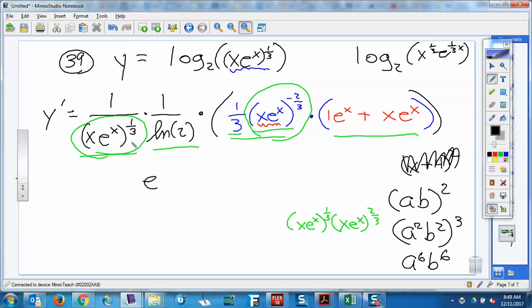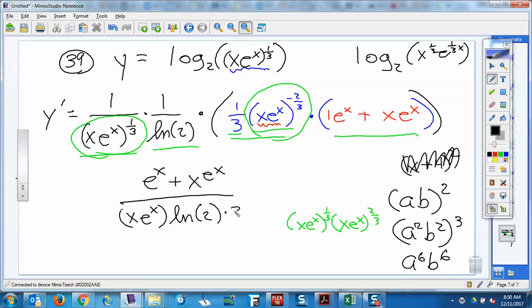So at that point, everything would be on the bottom except this set of parentheses here. So e to the x plus x e to the x on top, and then the bottom would have an x e to the x to the first, and it would have an ln 2, and it would have this 3 from the 1/3. So those would be on the bottom, and this thing would be on the top. And that simplifies really pretty nicely. So that's one of those. If you've got something that you can put together by adding powers together and stuff, you probably should.